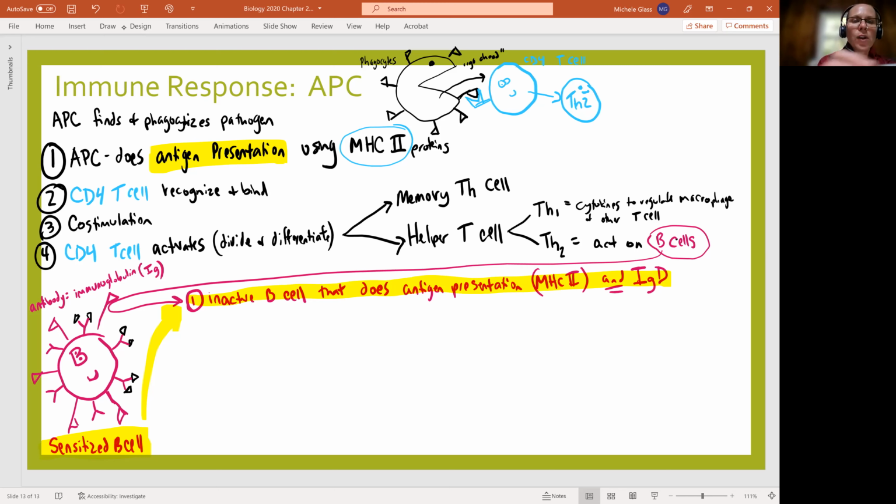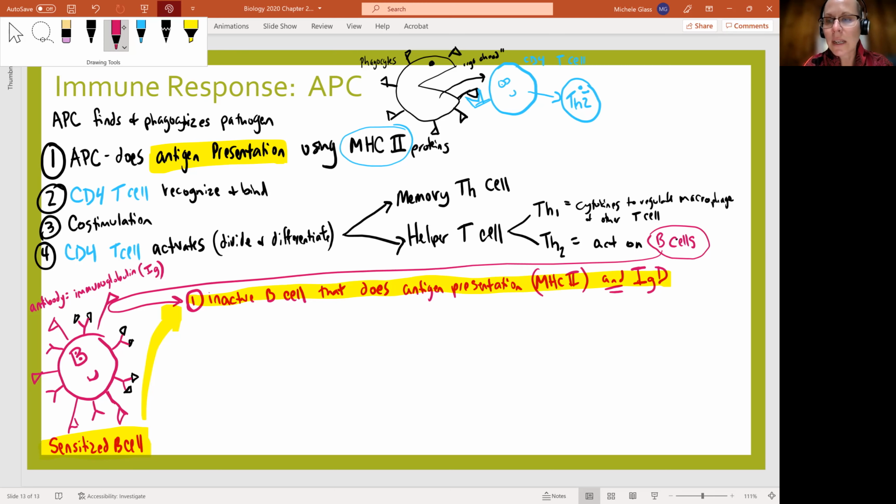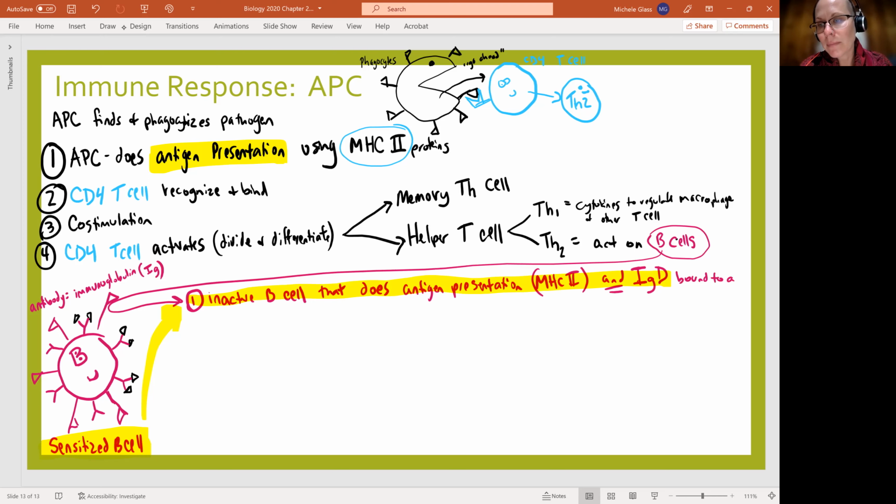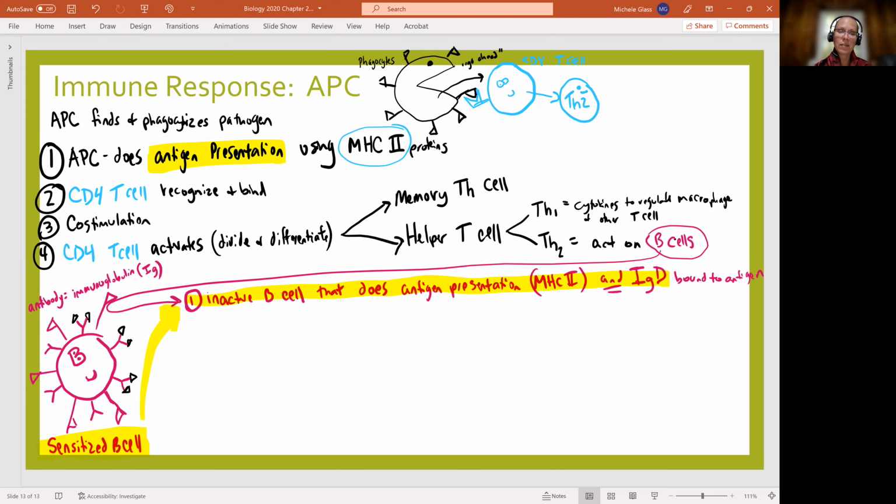This is how we know that the B cell is sensitized, because it's doing antigen presentation and the IgD antibody is bound to antigen. So it's kind of like a double display. But this is actually like that first step. We're doing antigen presentation. We just have this additional display.